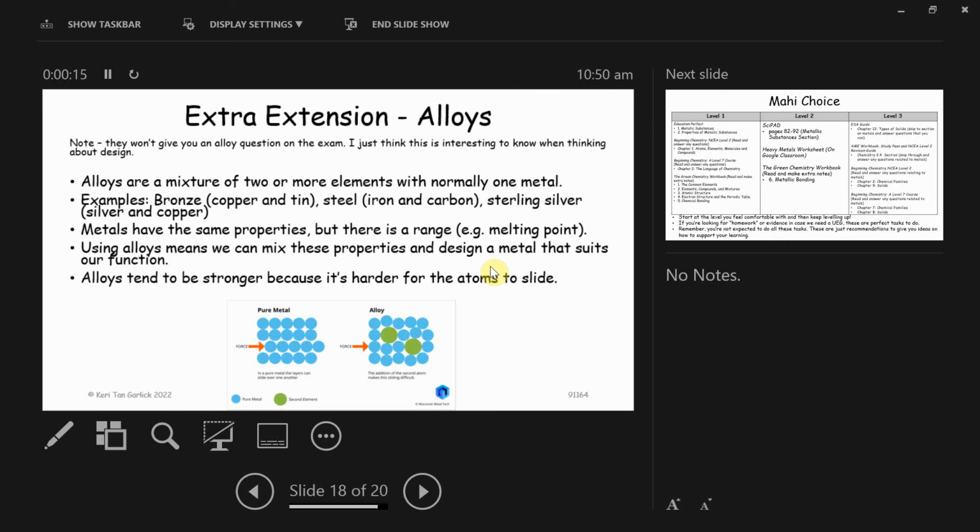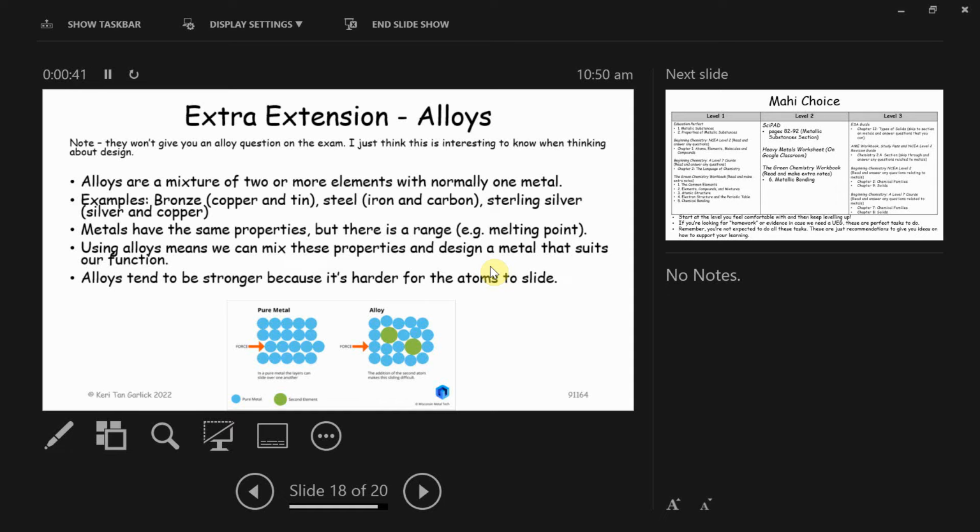If we're thinking about design and what we're going to do when making things, take silver. The reason we mix a little bit of copper in there is that pure silver would be really, really soft, and it would dent very easily. Add a little bit of copper, and it's that bit harder, and now it's a much more durable kind of jewelry that we can wear. So these are some things to think about when we're designing.